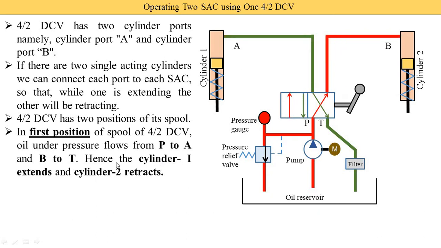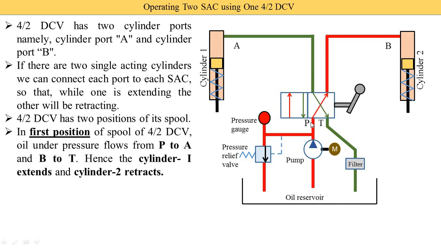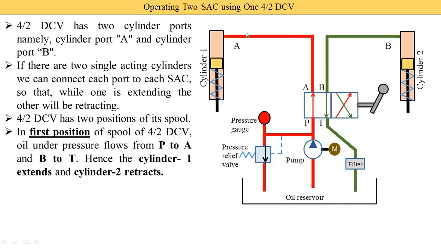Okay, now we move towards the second position. Now here you see the directional control valve position is changed. It comes into this cross connection, which means the P port is connected with B and the A port is connected with T. As well as, you see the color of this line is changed. Earlier you see the red connection is here, and here the green connection is there.